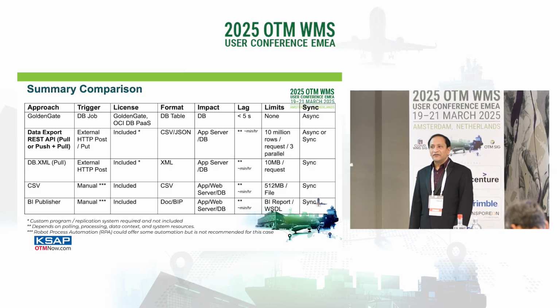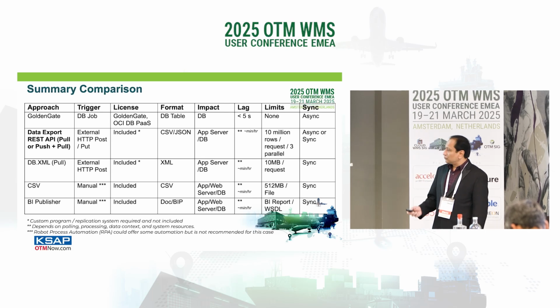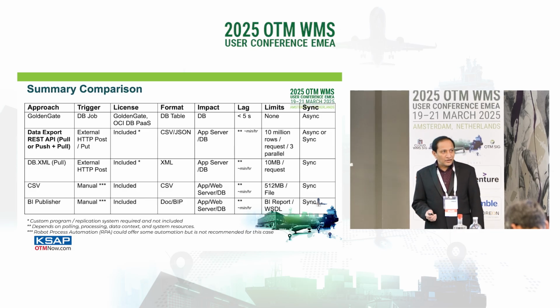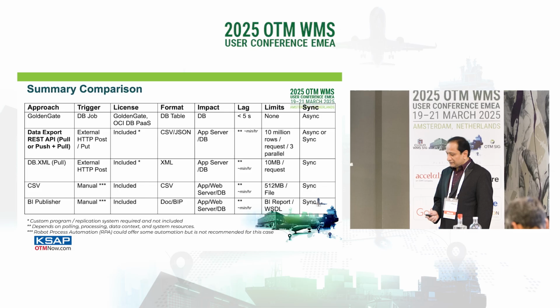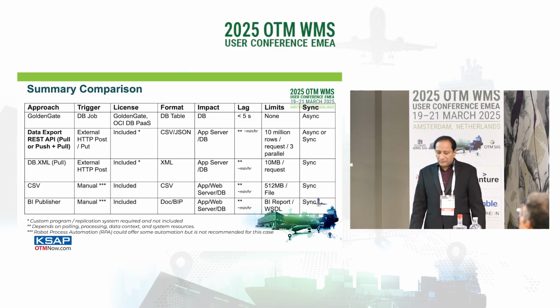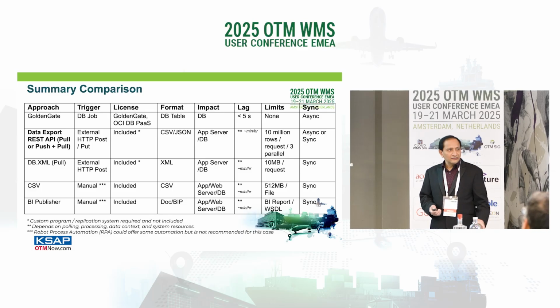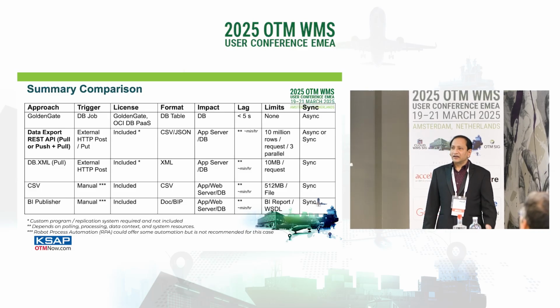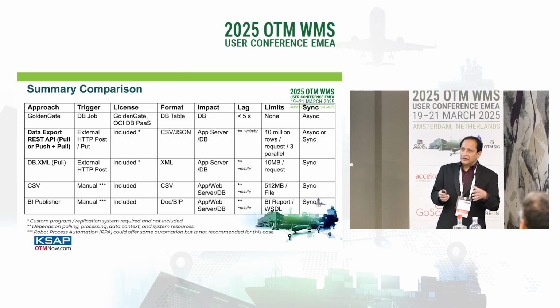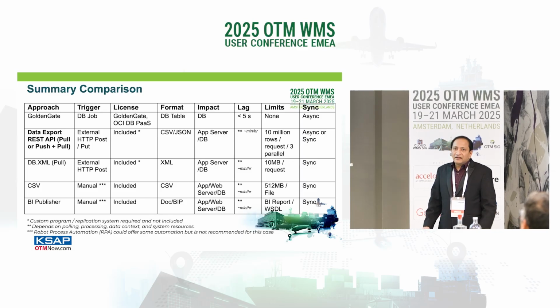Here is a quick summary of the different options. Like I said, the first two are what Oracle recommends. Golden Gate runs as a database job, and it is a separate license that you have to get for Golden Gate, OCI and PaaS. It works at the database table level, and with that you can get sub-second lag, anywhere from about 5 milliseconds to approximately 5 seconds of delay. Anything that you did in your cloud instance in OTM, GTM, you will get that data in your replicated database. So it's almost real time. There are no limits. It is asynchronous in nature.